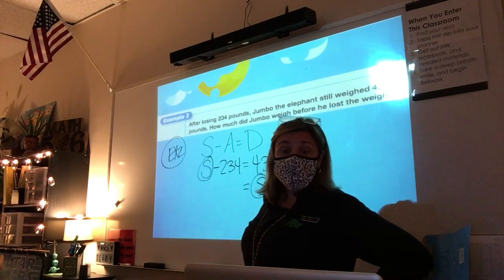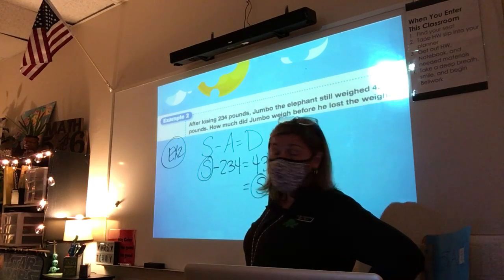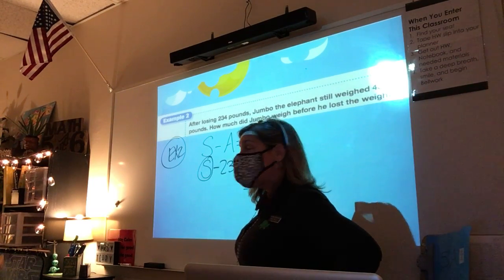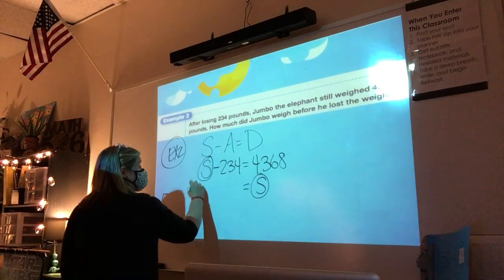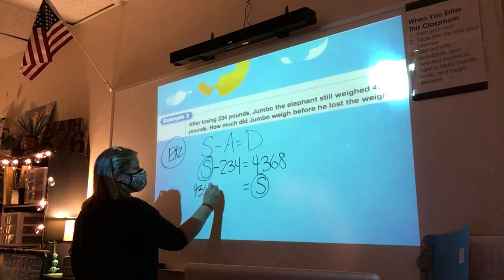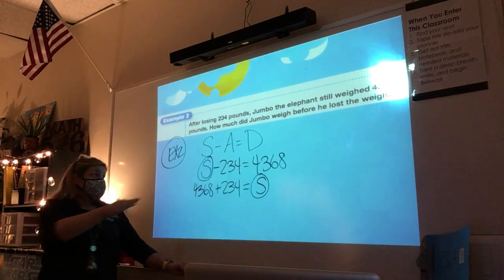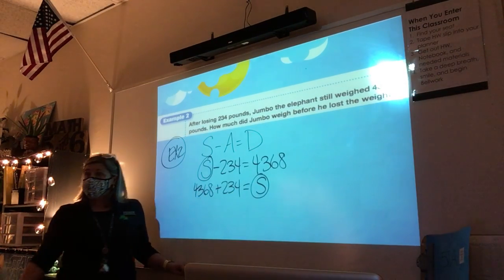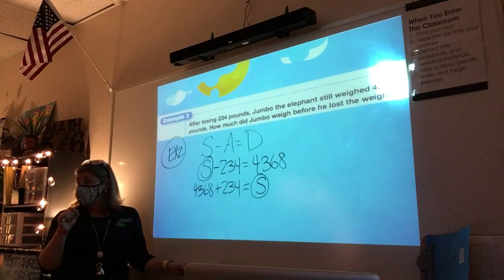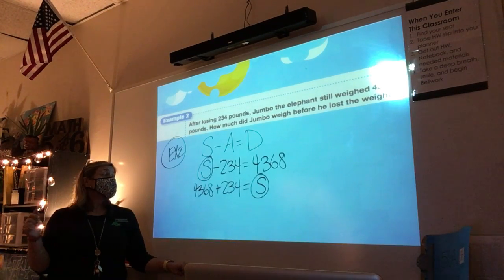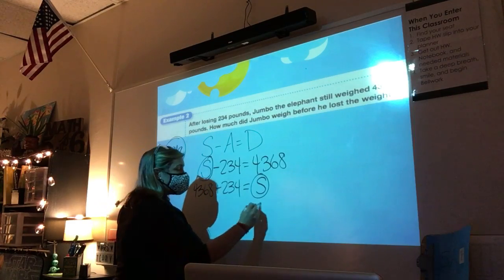Okay, so S is either the minuend or it's the sum. So are we going to subtract or add to solve this? Rachel? Add. So we're going to say 4,368 plus 234. Now, did it matter which ones I put first? No, because of the commutative property, the order doesn't matter. We could have said 234 plus 4,368. All right, so now let's solve.